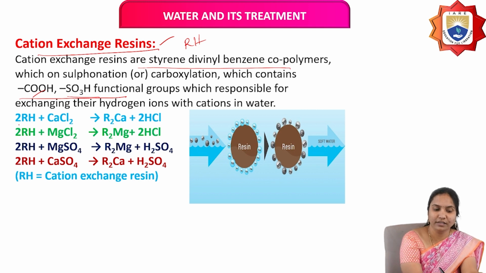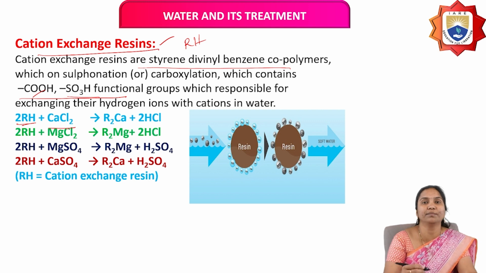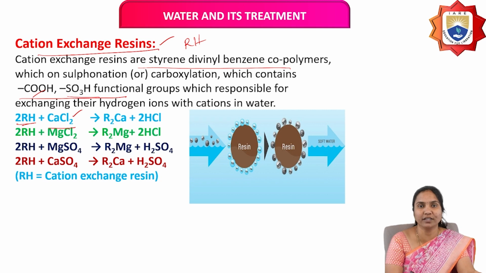For example, here this is the cation exchange resin. In this hard water, if hardness-causing ions are present, for example calcium chloride, hardness-causing ions present in this water. So what is the functioning of a cation exchange resin? It generally contains acidic functional groups like carboxylic acid or sulfonic acid, etc.